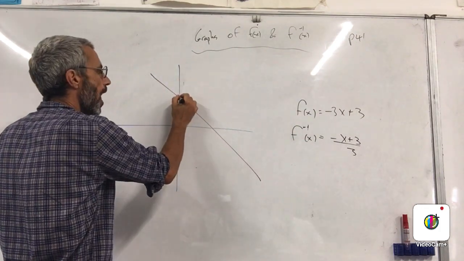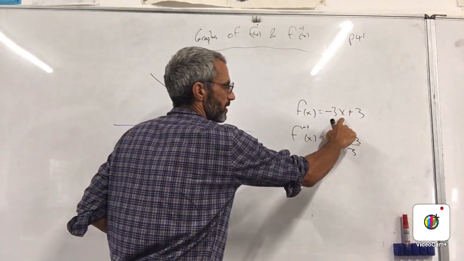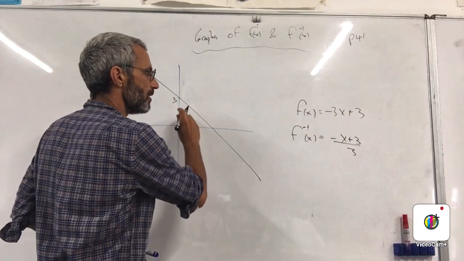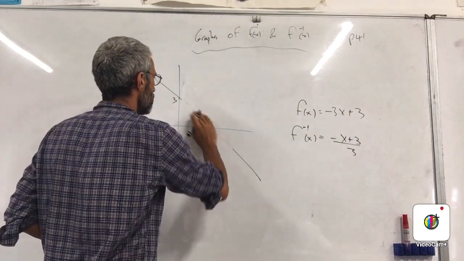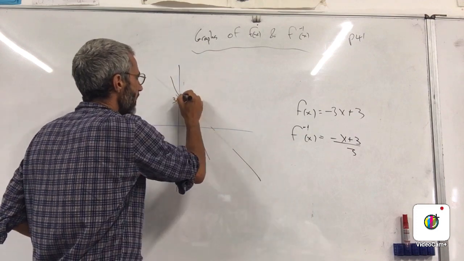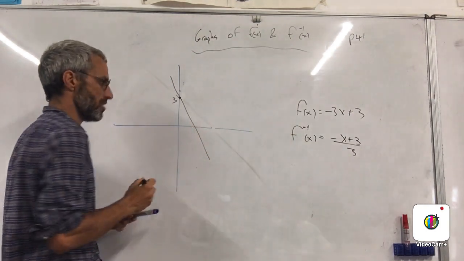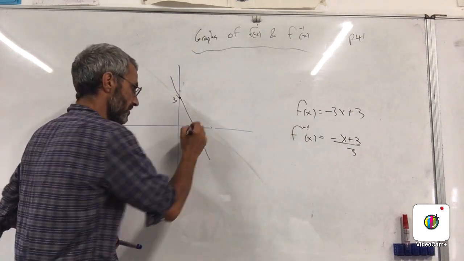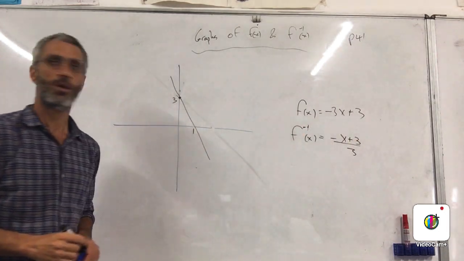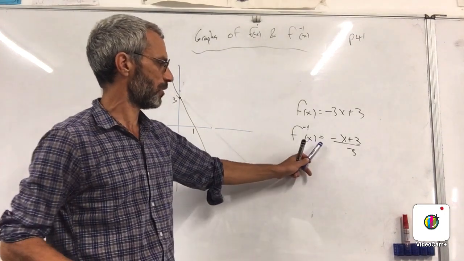What will be the y-intercept? It will be 3, because if you put 0 here, then you end up with a 3. Let me adjust it a little to make it more realistic. What will be the x-intercept? 1. Correct. If you put 1 here, minus 3 plus 3 is 0. Alright, let's try and figure out the inverse one.